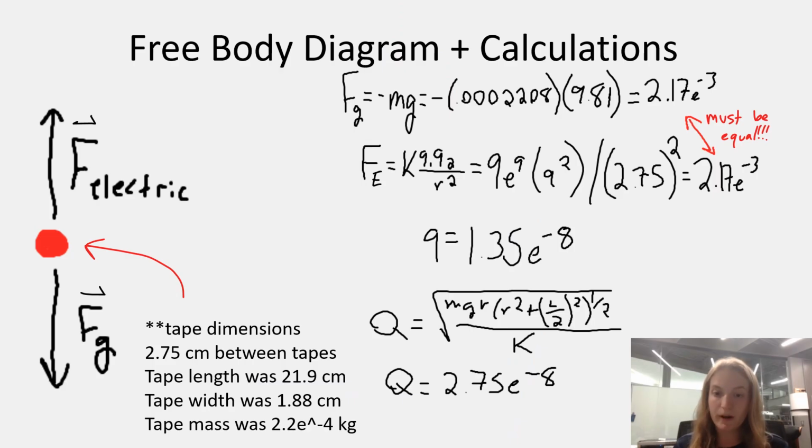Alright, so for this free body diagram, I'm first going to explain it like a point charge, similar to lab 1. So the electric force is going on the positive y-axis, and then the gravitational force is negative on the y-axis. And then I just calculated that the gravitational force and the electric force are equal to each other. In the first lab, I had that the charge was 1.35e-8. But in this lab, based off of an equation that we derived in class, I got that Q was equal to 2.75e-8.